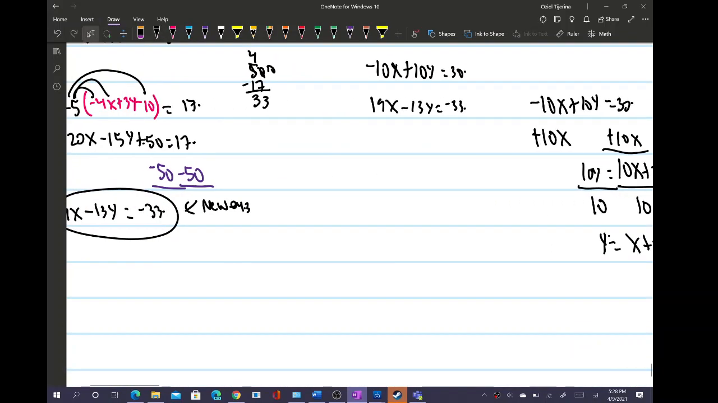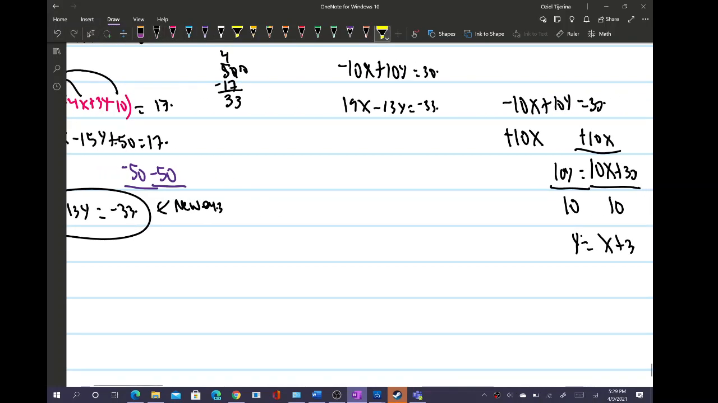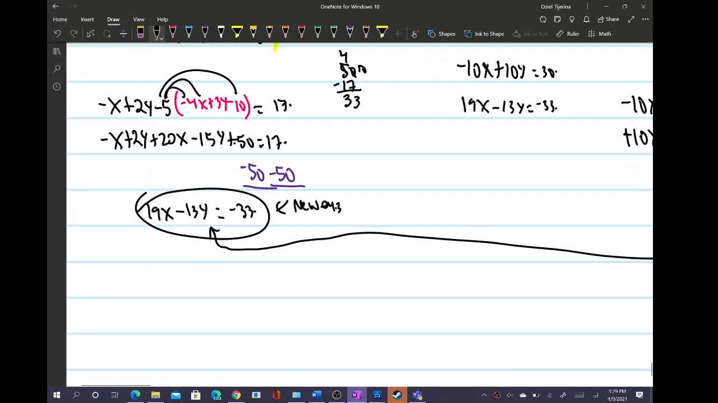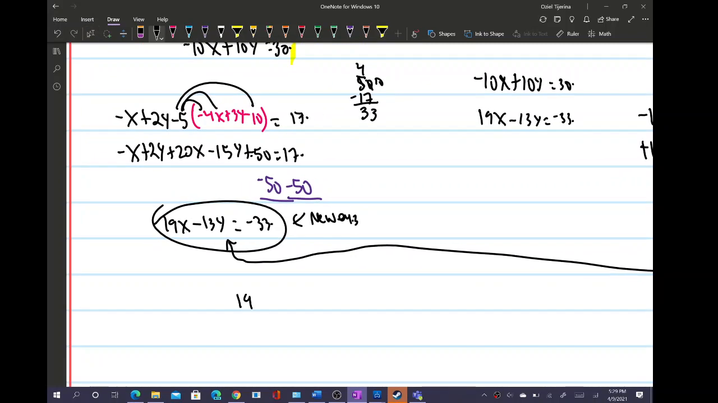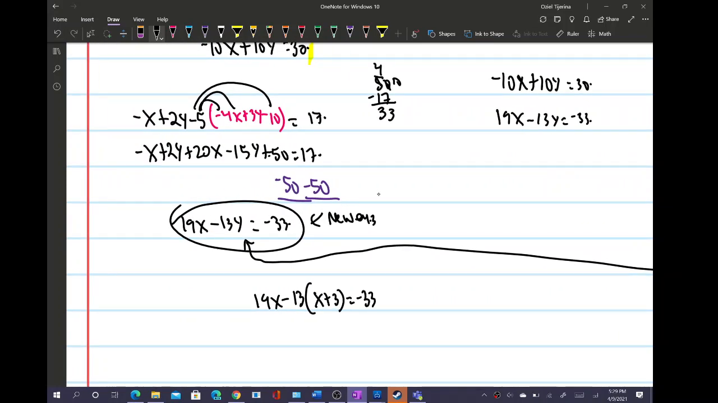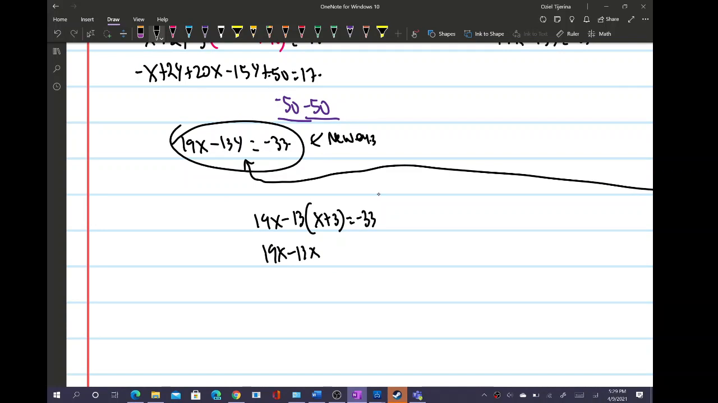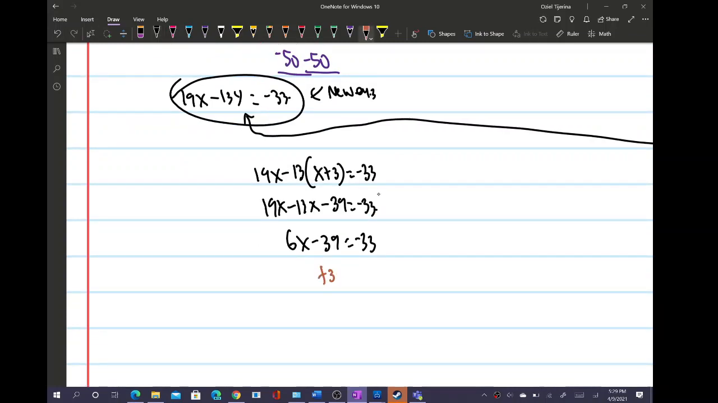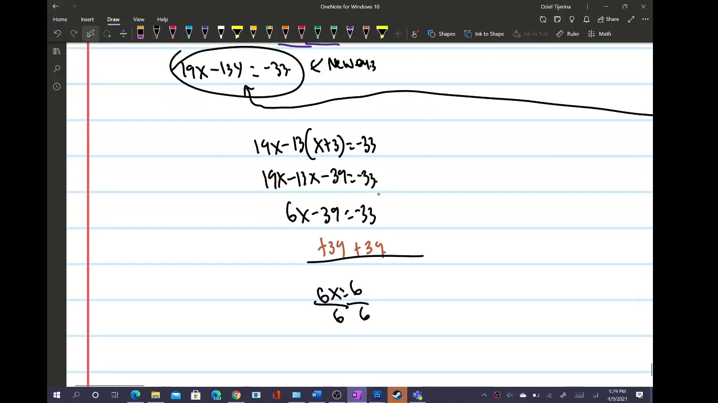And then you put this equation over here, right? And then you're going to say 19x minus 13 times the quantity x plus 3 equals negative 33. So then you have 19x minus 13x minus 39 equals negative 33. So then you combine like terms, you get 6x minus 39 equals negative 33. And then you have plus 39 on both sides. You get 6x equals 6. Divide by 6 on both sides, you get x equals 1.